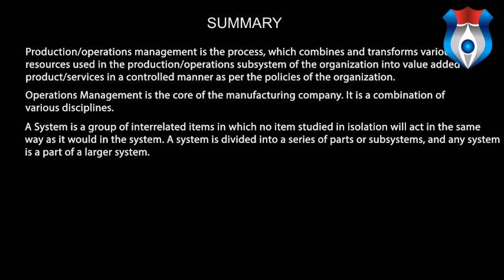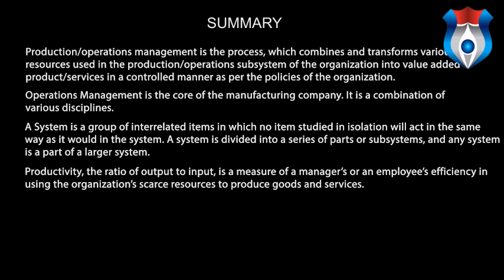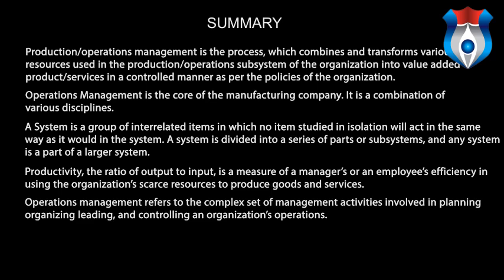A system is a group of interrelated items in which no item studied is in isolation with act in the same way as it would in the system. A system is divided into a series of parts or subsystem, and any system is a part of a larger system. Productivity, the ratio of output to input, is a measure of a manager's or an employee's efficiency in using the organization's scarce resources to produce goods and services. Operation management refers to the complex set of management activities involved in planning, organizing, leading, and controlling an organization operations.